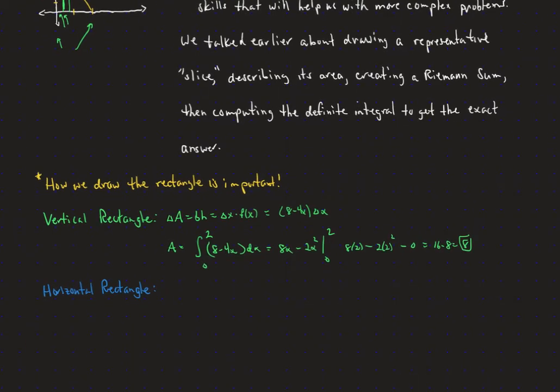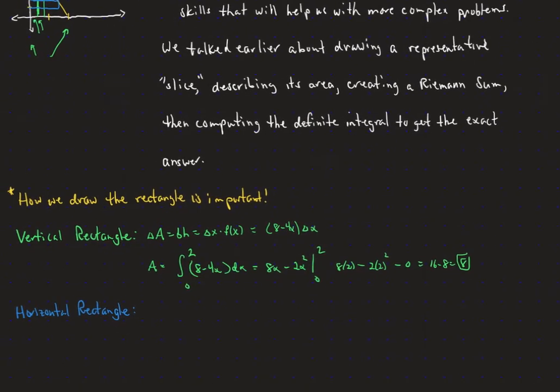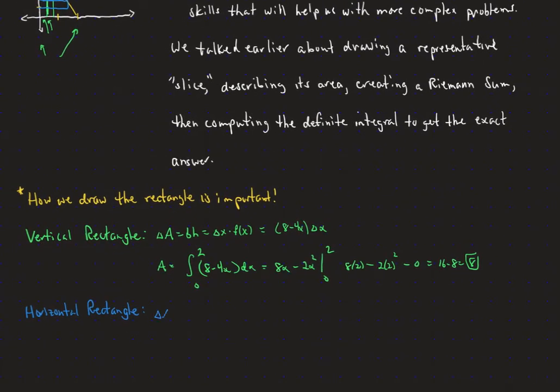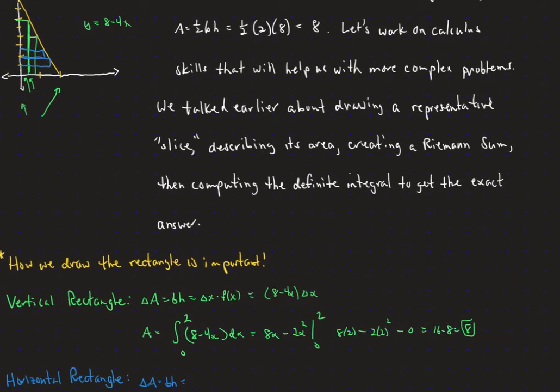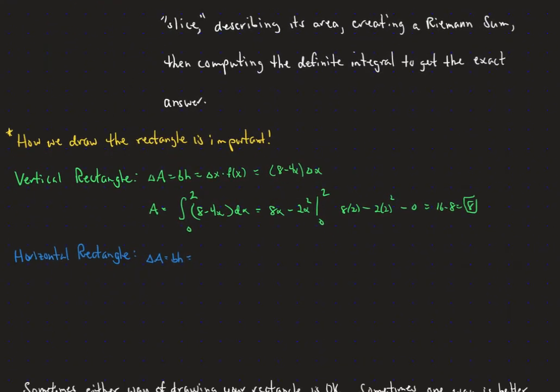Now let's imagine we're going to draw our rectangles horizontally. So we're going to do something like this and slice them that way. So our delta area is again going to be base times height. But notice this time, our base is going to be this distance. Our height is going to be a delta y. So that makes all the difference in the world.